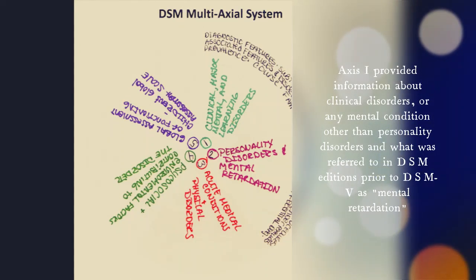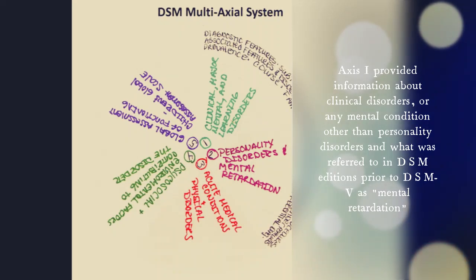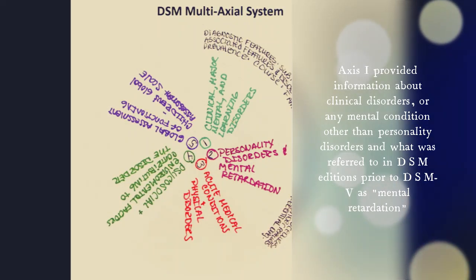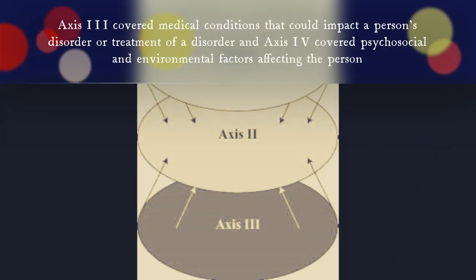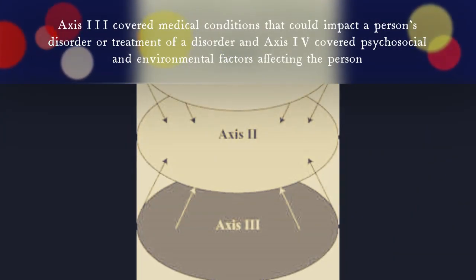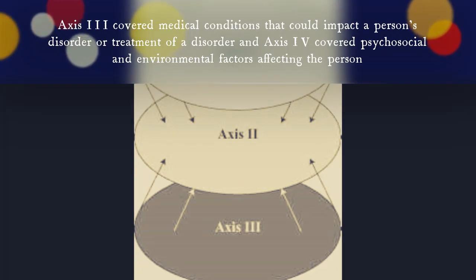Axis 1 provided information about clinical disorders or any mental condition other than personality disorders and what was referred to in DSM editions prior to DSM-5 as mental retardation or MR. Axis 3 covered medical conditions that could impact a person's disorder or treatment of a disorder, and Axis 4 covered psychosocial and environmental factors affecting the person.